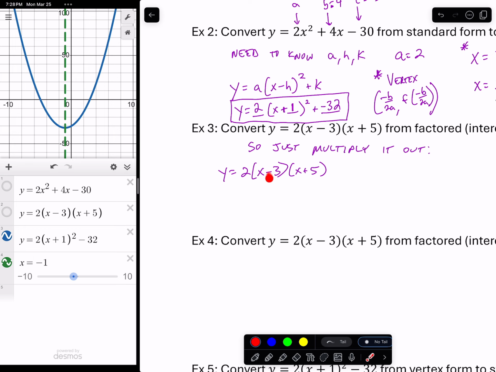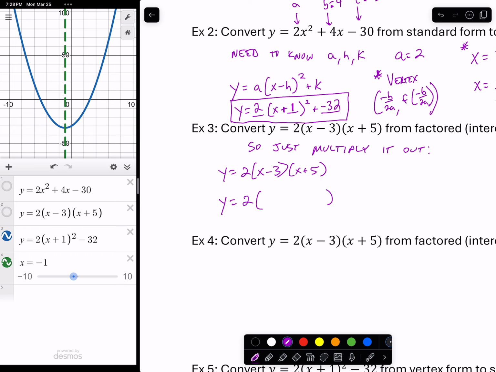So I can multiply the 2 times the x minus 3, and then take that answer and multiply it times x plus 5, or I can do this in any order I like. I like to multiply these two together first. I like to multiply the x minus 3 times the x plus 5 using the distributive property, and then when I get that answer, multiply the 2 to that answer. So let's take a look. I like to multiply the 2 out last.